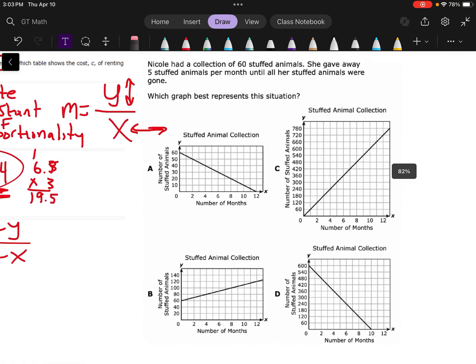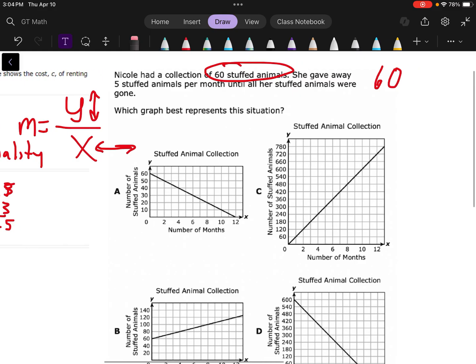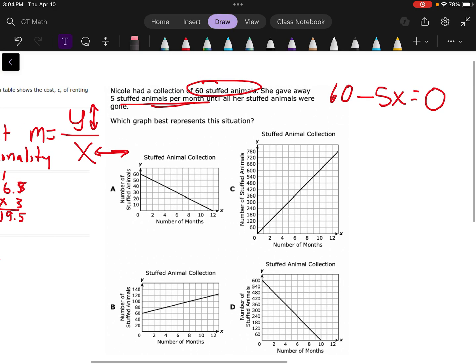Then we come over here and look at these. Which graph best represents this situation? Nicole had a collection of 60 stuffed animals. So she started with 60. And she gave away 5 stuffed animals per month until they were all gone. Well, if she's giving them away, that's going to be subtracting, and it said per month, so we know it's 5x. And until they were all gone, well, that would be 0. There's our equation.